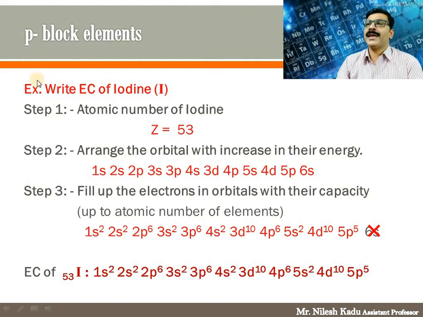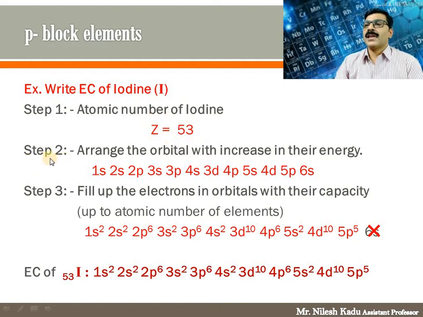Just for example, here is how to write the complete electronic configuration of iodine, and you have to follow the similar steps which are applied for the s block element. The first step is you have to remember the atomic number of iodine, and iodine is present in the 7th group, that is in the halogen family, and the atomic number of iodine is 53.